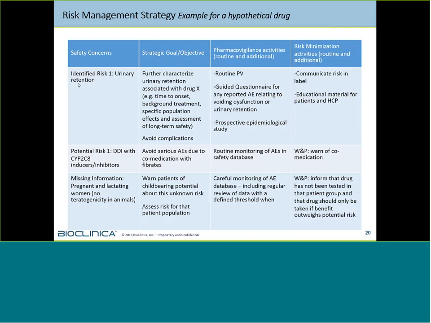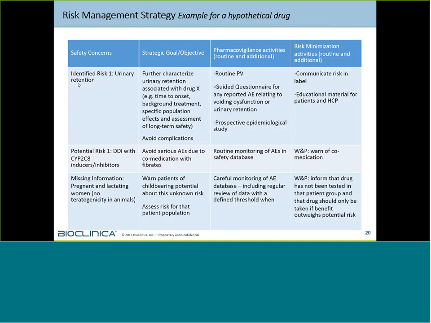Then you can have a third safety concern, which is missing information in pregnant and lactating women. The compound didn't show teratogenicity in animals, but you have no clue what happens in real life, so you warn patients of childbearing potential about these unknown risks. And your objective is to assess the risk for that specific patient population. Of course, keep in mind that you want to take action before something goes wrong in a very big number of cases. We don't want a second thalidomide story.